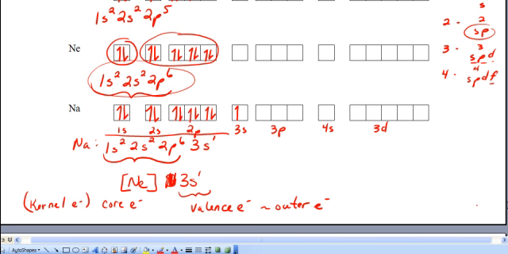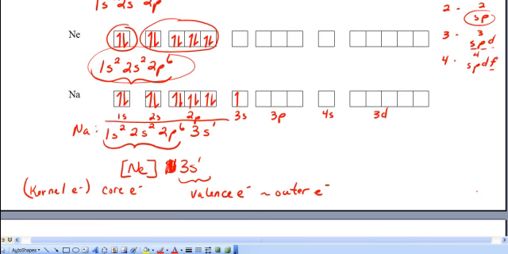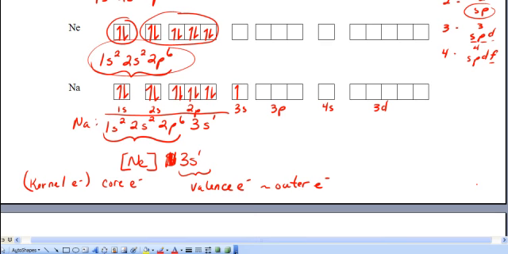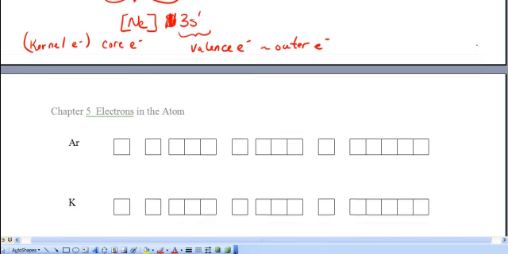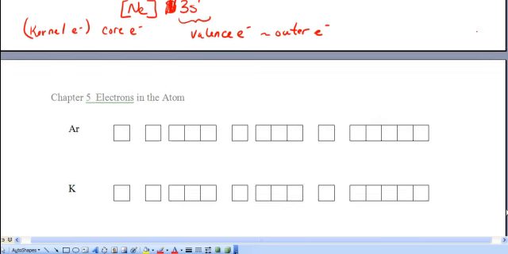Alright, so let's go ahead and move on to the next one. Okay, argon. We're going to move all the way across the periodic table to argon. Argon has 18 electrons. So argon is going to be, and again, this is the 1s, 2s, 2p, 3s, 3p, and so on and so forth.